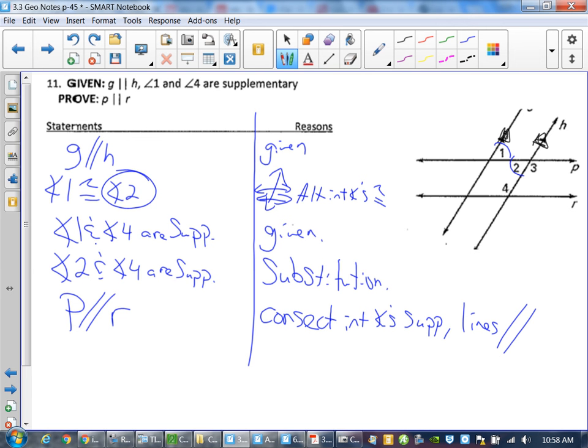Not yet. But believe it or not, when we start on Monday, I don't know if we actually will start a proof on Monday. We'll start talking about congruency statements with triangles. And when we get into triangle proofs, they tend to be easier.